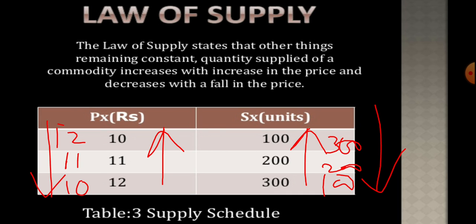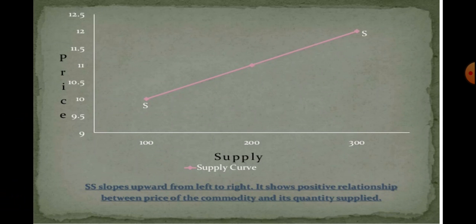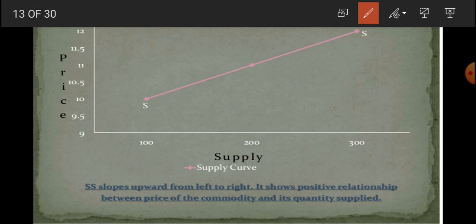Positive means price of the commodity increases, quantity supplied increases, or price of the commodity decreases, then quantity supplied also decreases. Now move to the next point. This is a diagram. What does this diagram show?